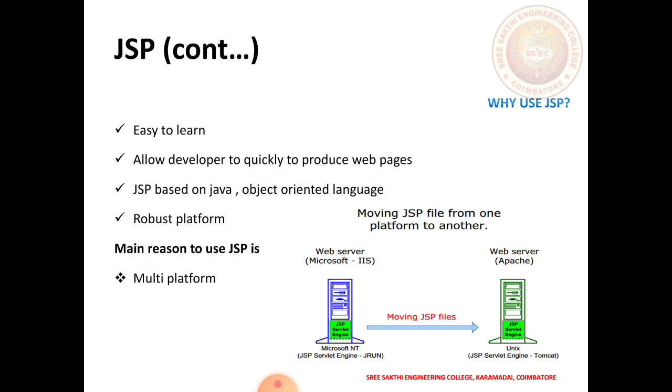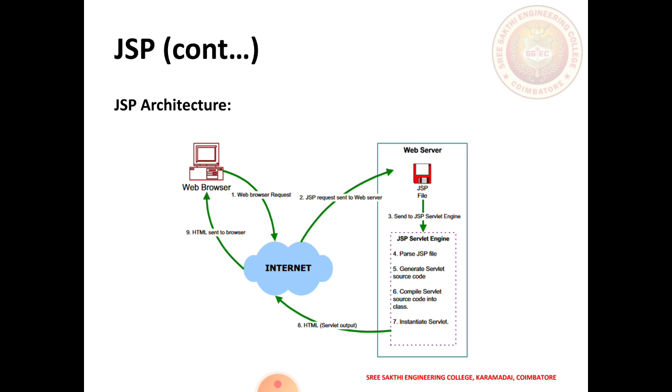Next, what is JSP and why use JSP? As already said, JSP is a server-side scripting language. It is easy to learn and it allows the developer to produce web pages quickly and dynamically. JSP is based on Java and its object-oriented language features, and it is also a robust platform. The main reason to use JSP is that it is multi-platform: you can move a JSP file from one platform to another, from one web server to another web server.